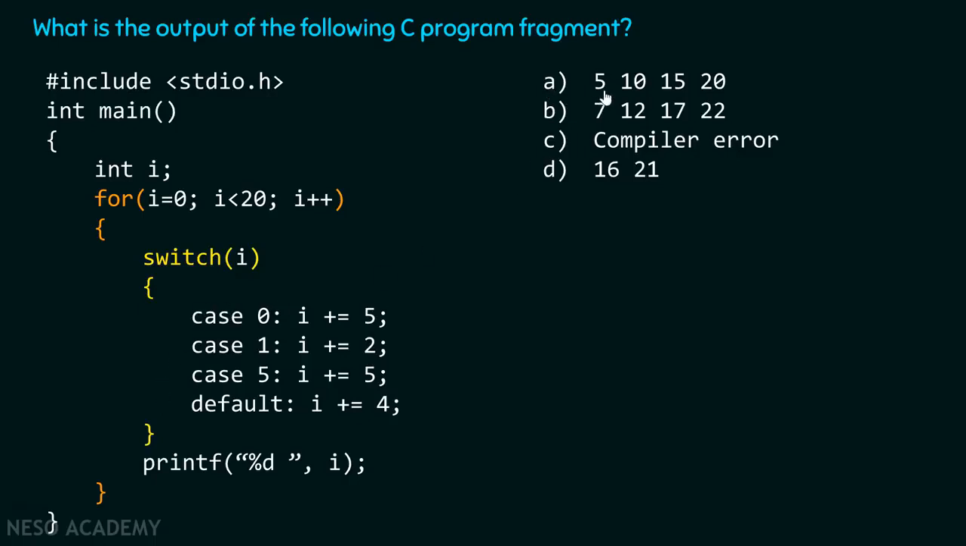Is it A 5, 10, 15, 20? Is it B 7, 12, 17, 22? Is it C compiler error, or is it D 16, 21? I would encourage you to please pause the video for a while and try to answer this question on your own. Done? Okay. Let's see how this particular program actually works.